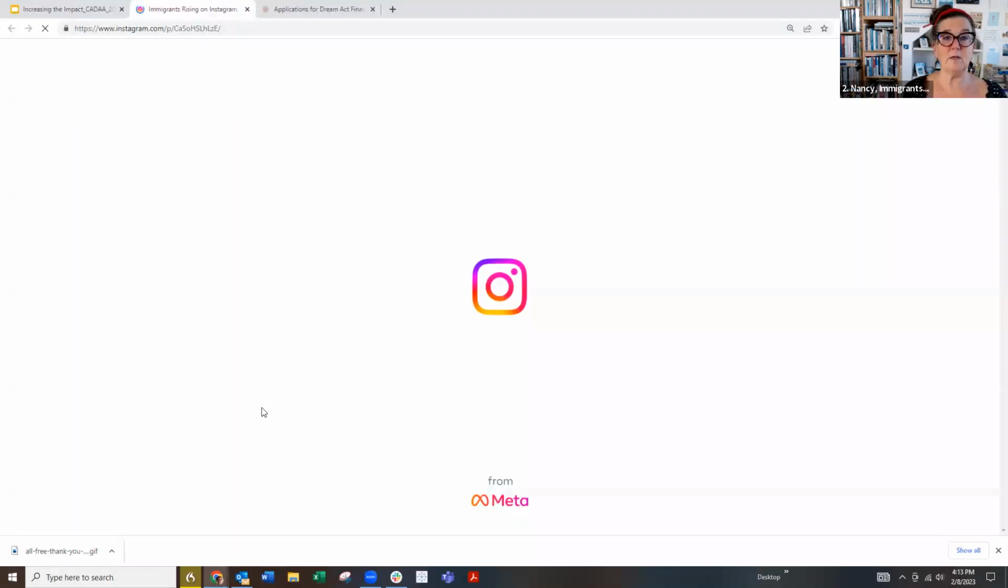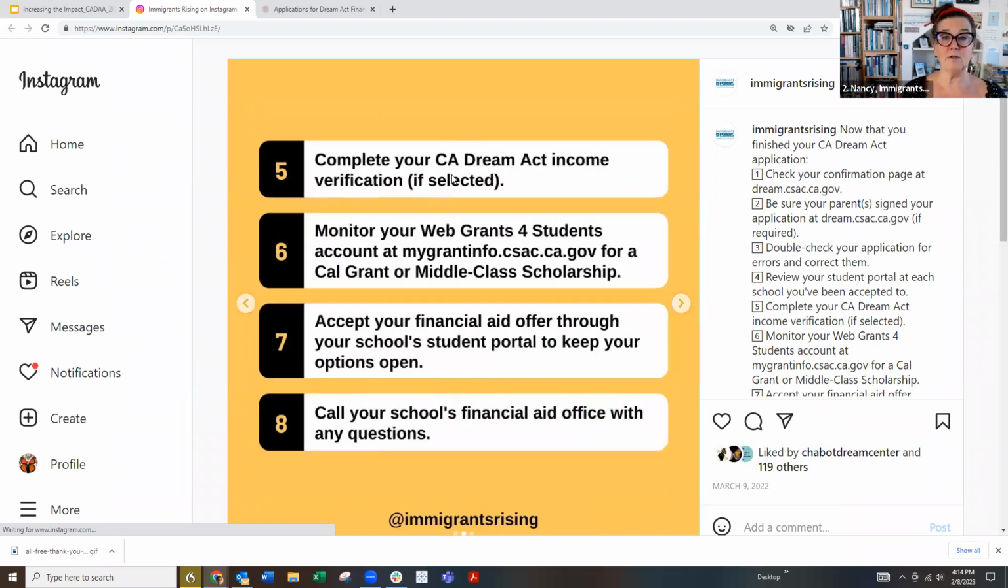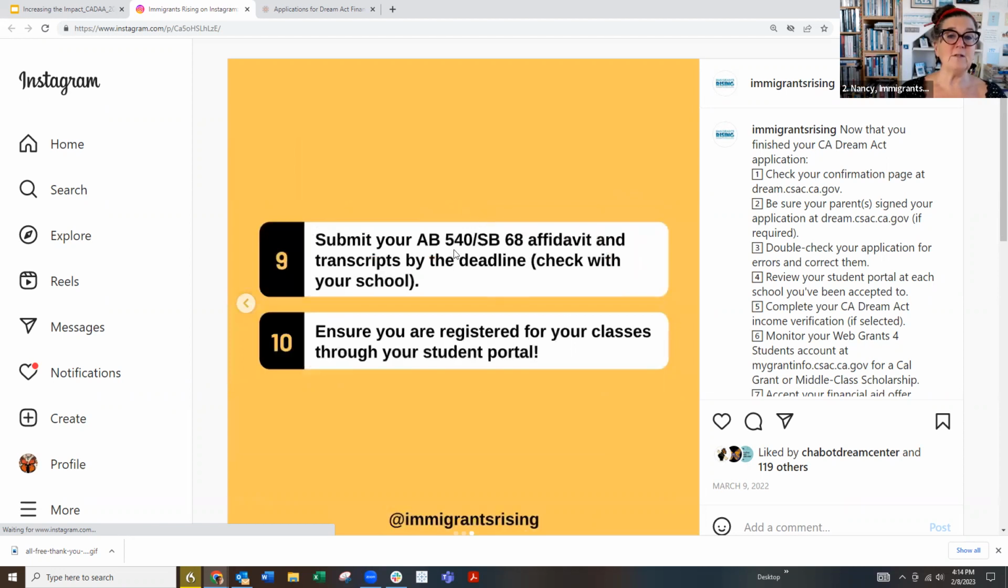And if you take a look at the link that our comms person put together, it says to make sure that the parents sign the application, double check that there are no errors, review the student portal to make sure that each school you've been accepted to, complete your income verification if they get selected, monitor that web grants for students, make sure they accept their financial aid through the student portal, and call the school with any questions. They'll probably be calling you, right? Like, hey, what am I going to do? But I think that this is really important for people to know. Also to make sure that their affidavit gets put in by the deadline. Each school has different deadlines, and make sure that they're registered for their classes through their student portal. So how can we help students know not only that they need to apply, but then make sure that they're following up on the different steps to make sure that they actually get all the financial aid that they have eligibility for.